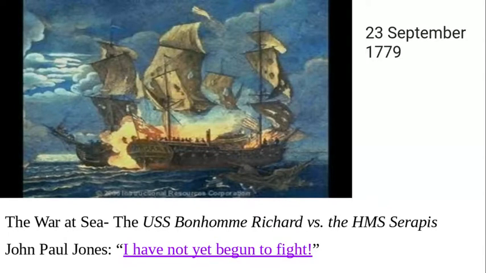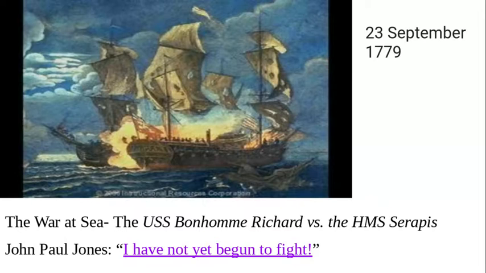And supposedly John Paul Jones yells back, surrender? I've not yet begun to fight. And he takes rope and a grappling hook and he ties these two ships together. So if the Bonhomme Richard sinks, so is the British ship, the Serapis, or Serapis, I've heard it called. I'm not sure of the correct pronunciation. But that British ship is going to sink too.